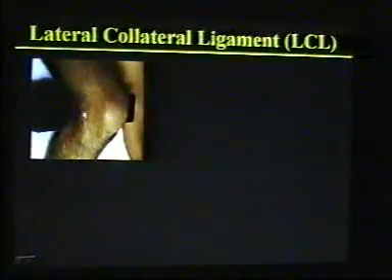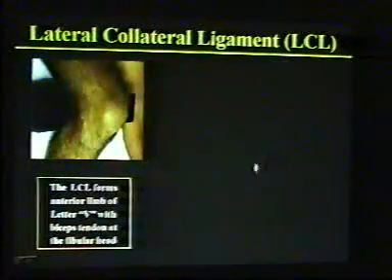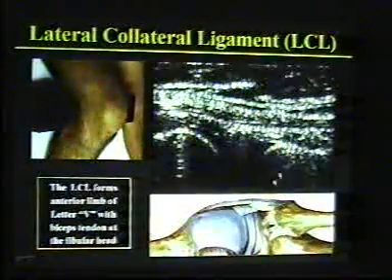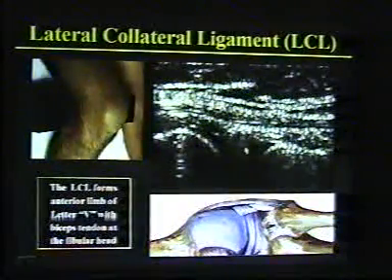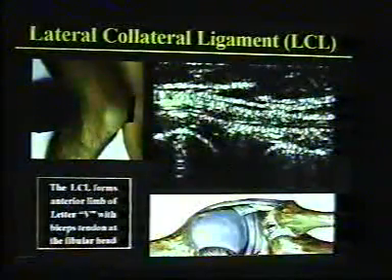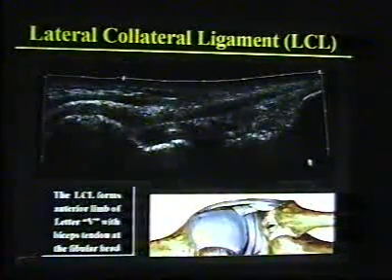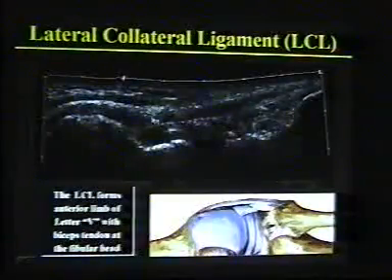For the lateral collateral ligament, we place our probe in this direction while having the patient lying supine and the knee semi-flexed with a support below that. The lateral collateral ligament forms the anterior limb of the lateral V with the biceps tendon at the fibular head. We scan this area and we get this type of view for the lateral collateral ligament. Here is the lateral meniscus. These are muscle fibers and the bones. In panoramic view, you can see the lateral collateral ligament.